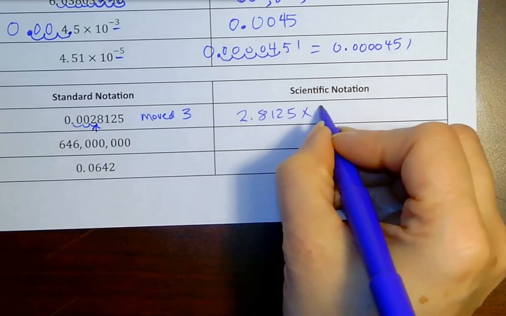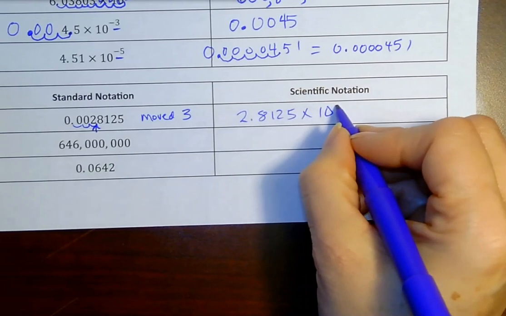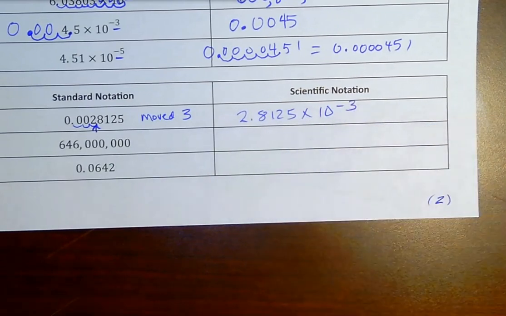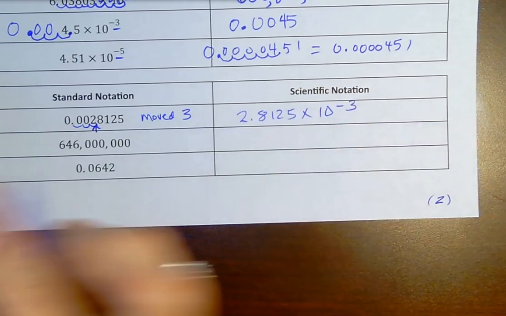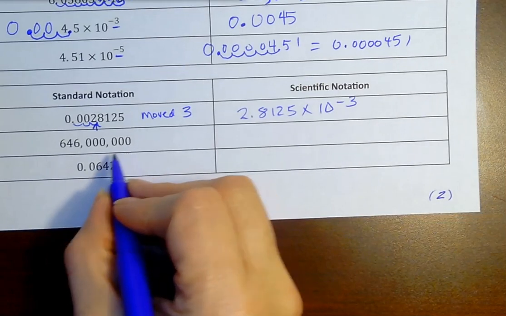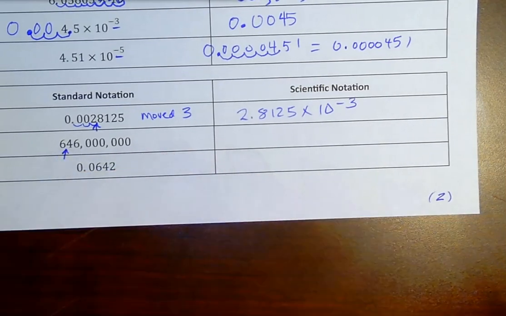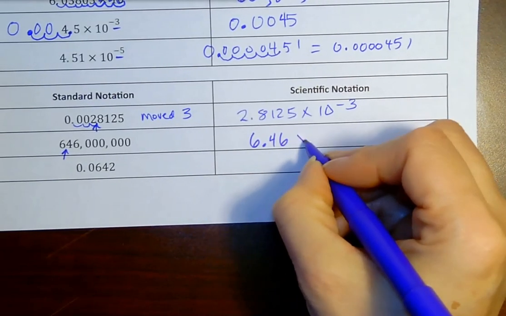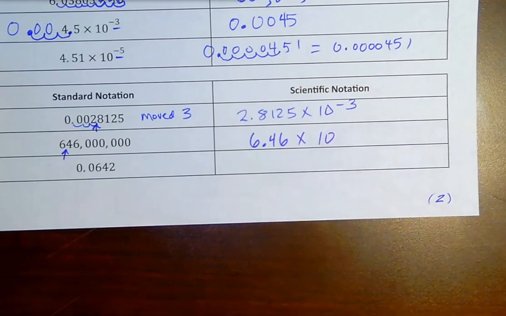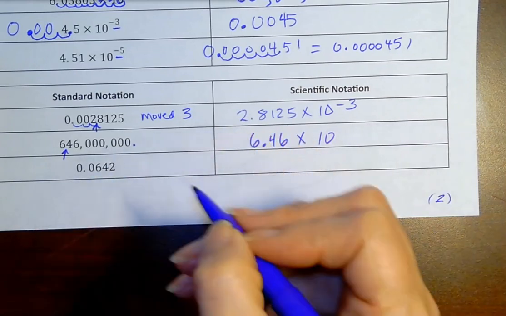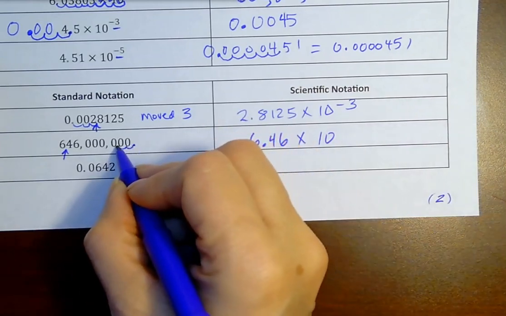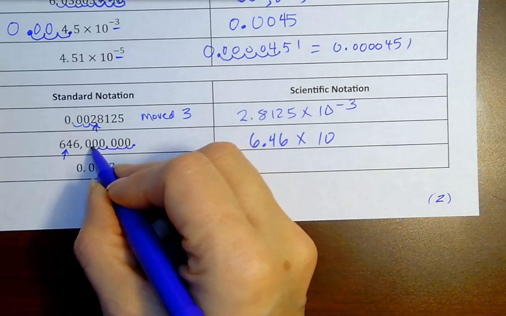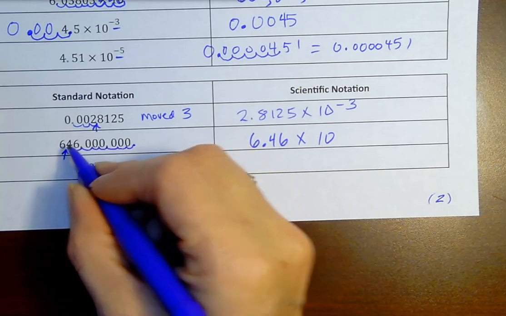2.8125 times 10 to the, I moved it 3, but it's a small number, so I'm going to say 10 to the negative 3. 646 million, I'm going to say that my decimal point needs to be in between the 6 and the 4 there. It's going to be 6.46 times 10 to the something. Well, I have a decimal that's invisible here, and I went 1, 2, 3, 4, 5, 6, 7, 8.